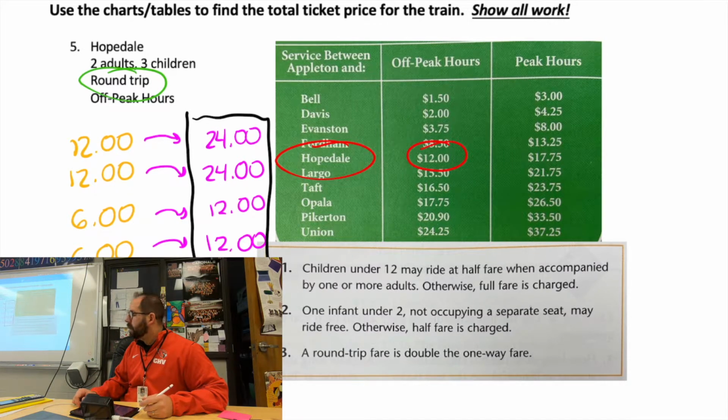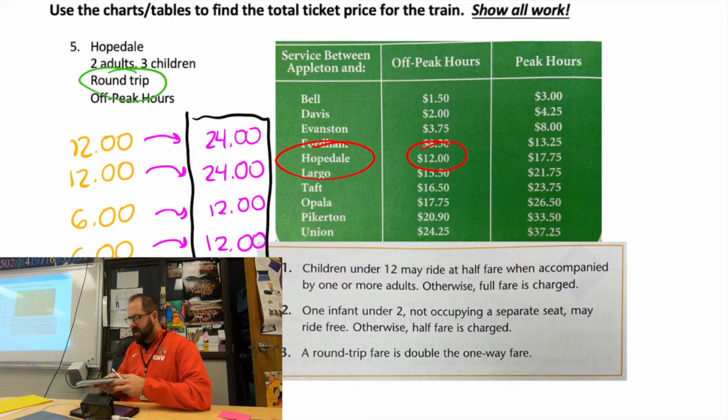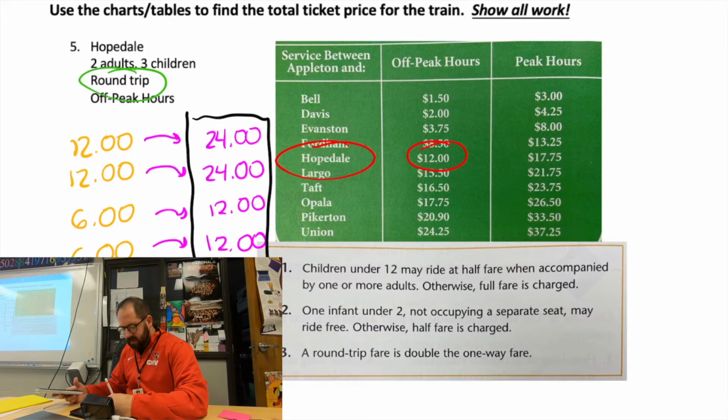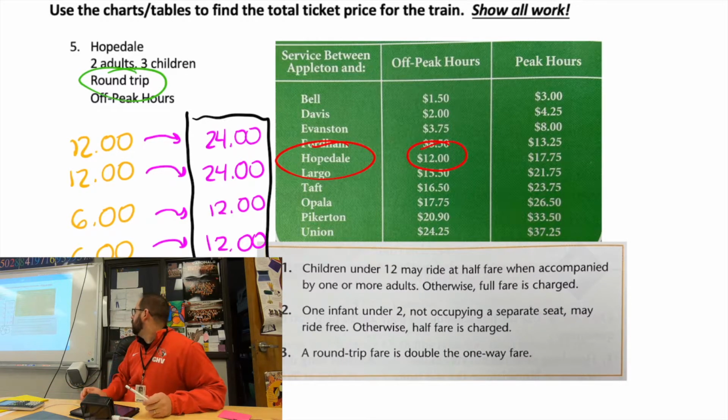So if I add these up, what do we got? 24 plus 24 plus 12 plus 12 plus 12. We're looking at about $84 worth of tickets. So there you go. That's something I'd expect to see tomorrow. I expect to see that type of work, that you're showing me the steps you're doing. You're giving me the prices. You're showing me all the numbers that add up. So let me double check my math. I always double check that. So I think it's right.